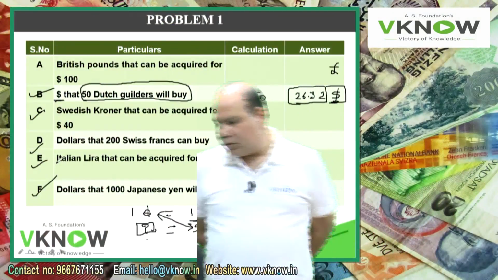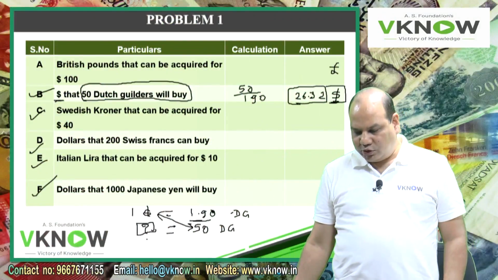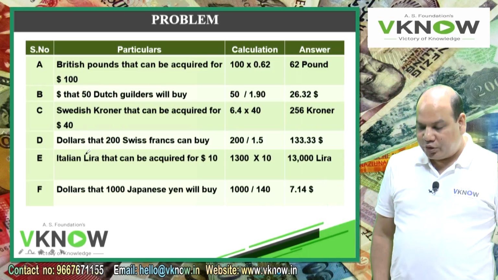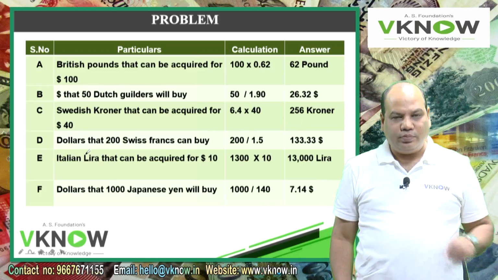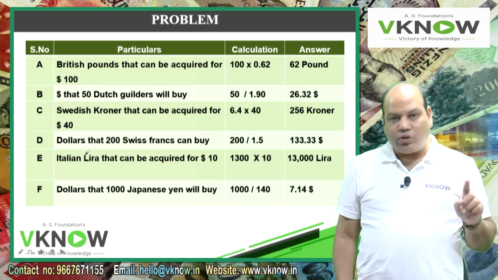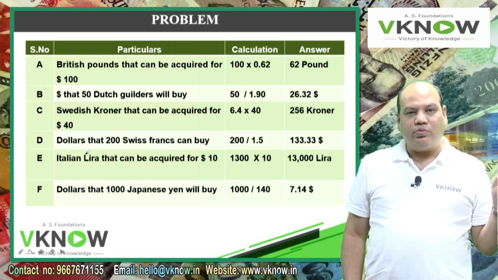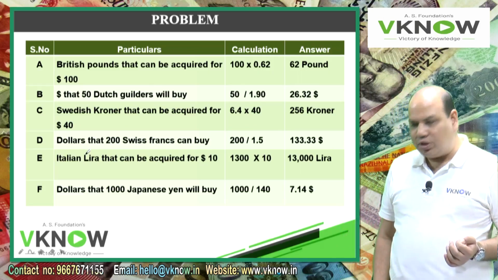Okay, we'll check the answer now. It was very easy. So please check the answer now. On the screen the answer is there. Third question, Swedish kroner that can be acquired for $40. $1 is equal to 6.40 kroner. $40 will be 40 into 6.40. Check the answer, 256 kroner.